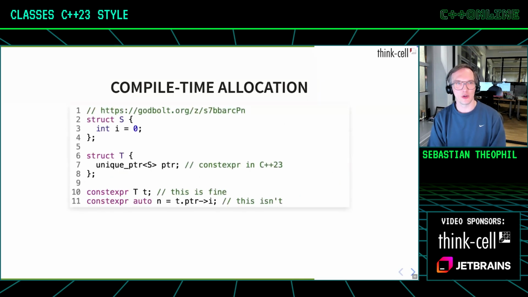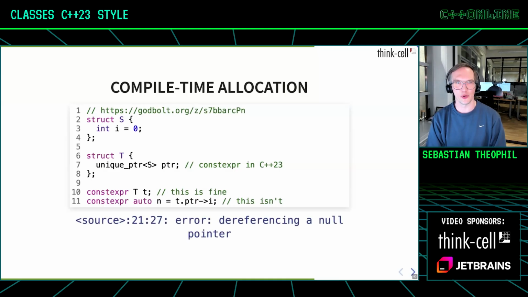Now, speaking about constexpr, there's another thing that was new in C++23. You can now use unique pointer at compile time, in constexpr expressions. So again, we get checks for undefined behavior. Here we can create our value of type T at compile time in line 10. That will create a default constructed unique pointer. That's perfectly fine. And we cannot access that pointer, of course, because it hasn't been initialized. It's null. Dereferencing the null pointer is UB, and the compiler will tell us so.